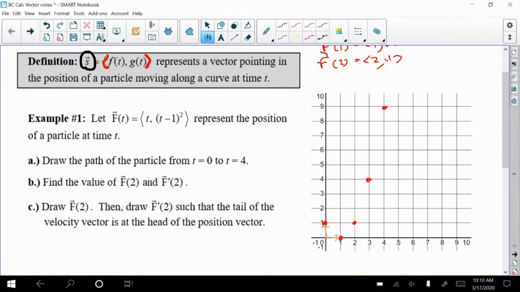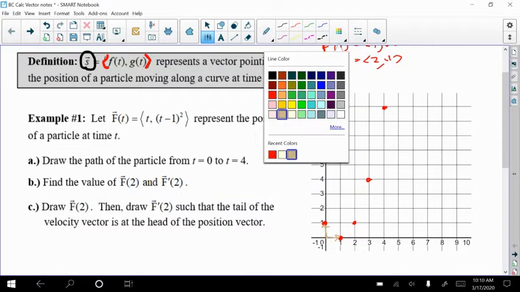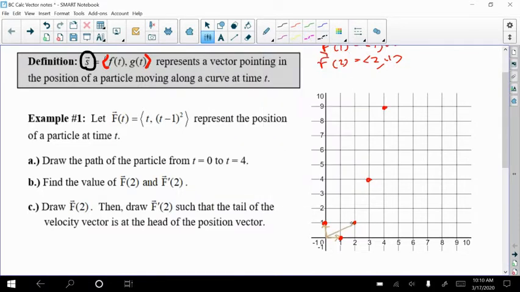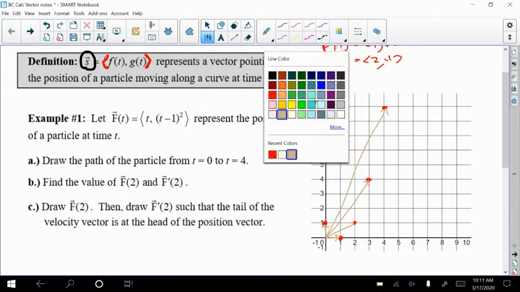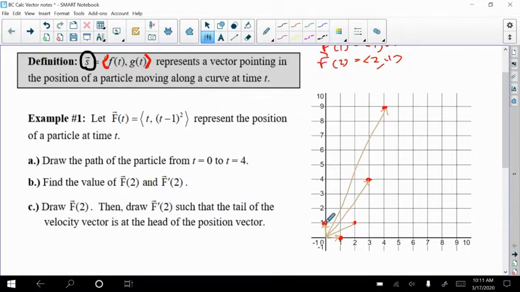And again, each of these represents one moment in time. And so the vector pointing there at time equals 2, the vector pointing there at time equals 3, and then the vector pointing here at time equals 4. But then it does say draw the path of the particle. So then I would want to actually draw in, kind of connect this. And your instinct should be good that it is forming a parabolic shape.